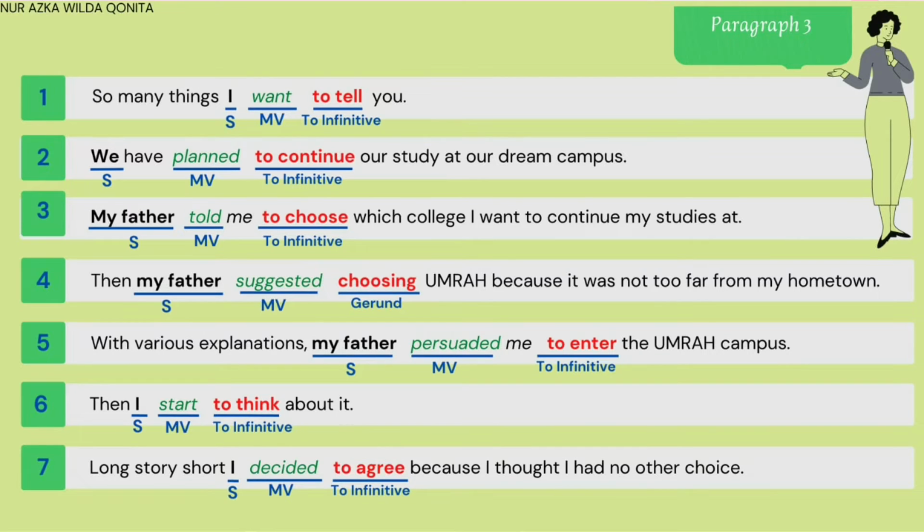I am Nur Aska Wilakunita. I want to explain about paragraph 3 and paragraph 4. So the first is paragraph 3. Number 1, the sentence is, so many things I want to tell you.